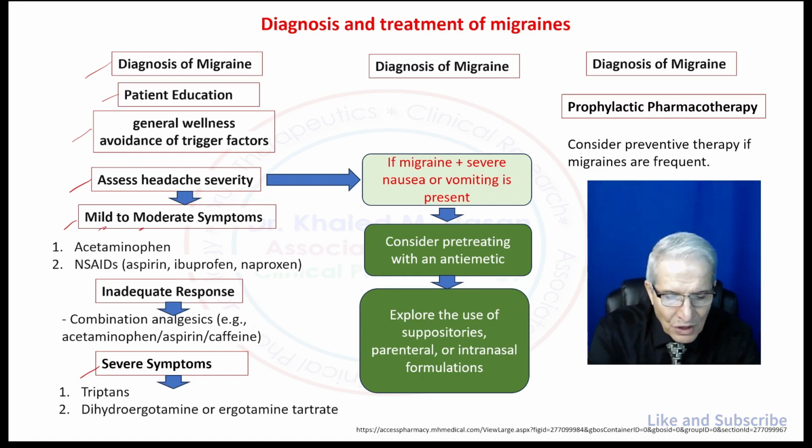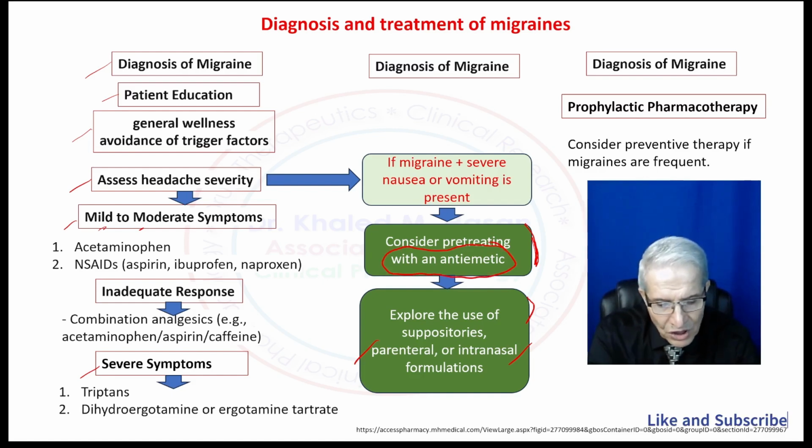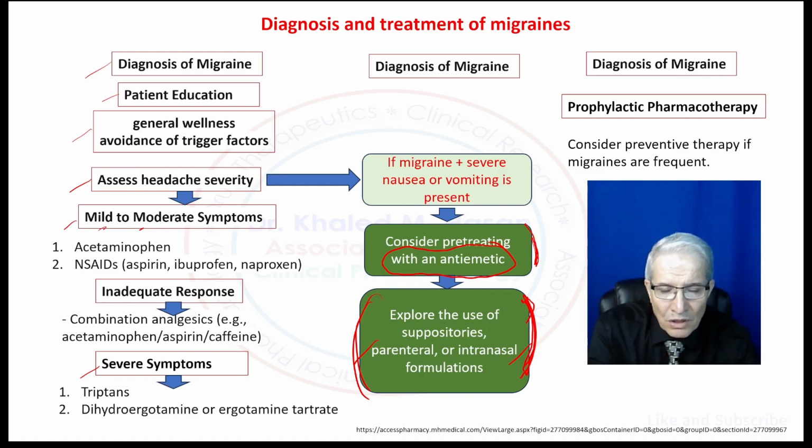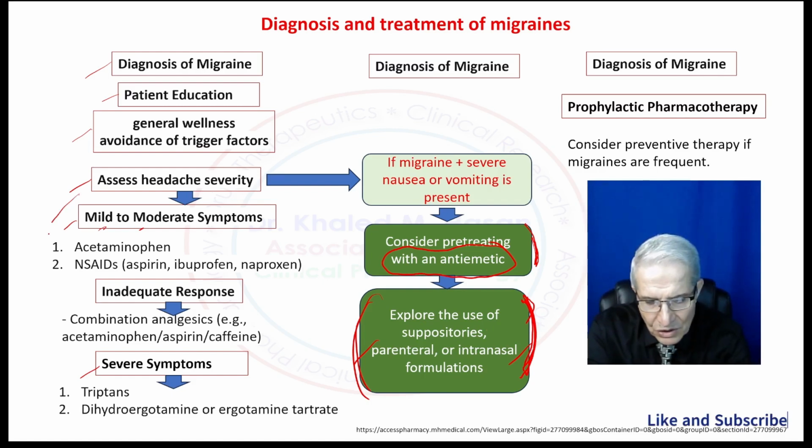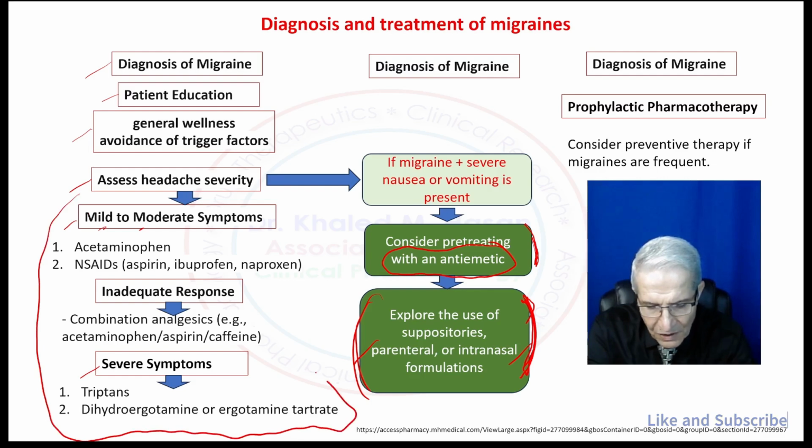If the migraine is associated with nausea and vomiting, we need to consider using an antiemetic medication. This could be a suppository, an injectable, or an intranasal formulation. So we have different approaches for patients who suffer from nausea and vomiting. Number one, try to use antiemetic drugs if the patient suffers from nausea and vomiting. Then try to explore another route of medication for migraine, such as suppository, parenteral, or intranasal medication. Speaking about this, this is the acute treatment of migraine.